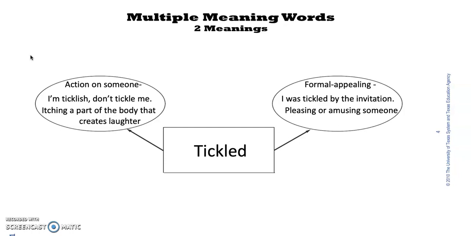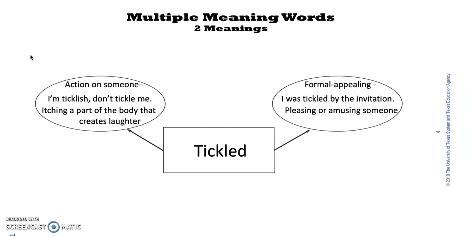Many of you may know or have had a parent tickle you in a playful way. In our sentence on that second line, we see, I'm ticklish, don't tickle me. Sometimes people don't like it when we tickle them, or maybe you yourself don't like to be tickled. In this way of tickling, it is an action on someone, and it may be itching a part of your body that creates some form of laughter. Some people, like me, have grown out of being ticklish because we have been tickled a lot. So that is our first meaning of tickled.